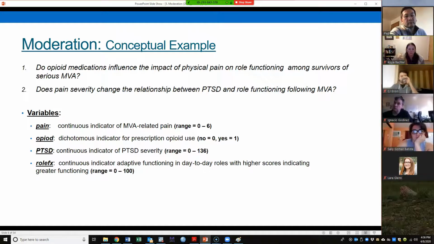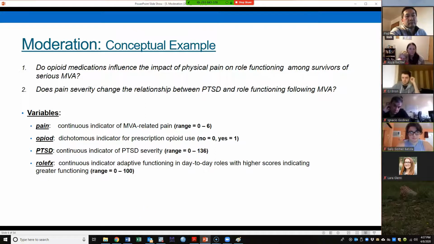So that's one question. Then our other question, does pain severity change the relationship between PTSD and role functioning following a motor vehicle accident? Sila, what's my moderator here? Yeah, right? And so I've got this association between PTSD and role functioning. In the first question, pain was part of my base relation. In the second question, pain's my moderator, right? And so what we can do within the same model is start looking at a couple of different things.